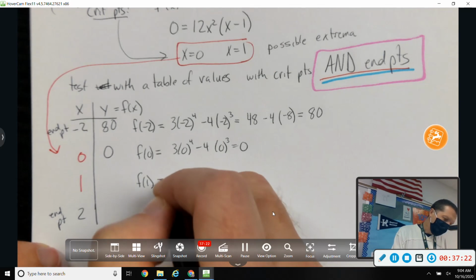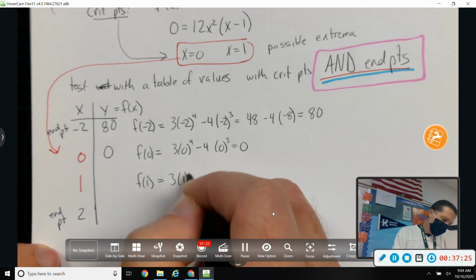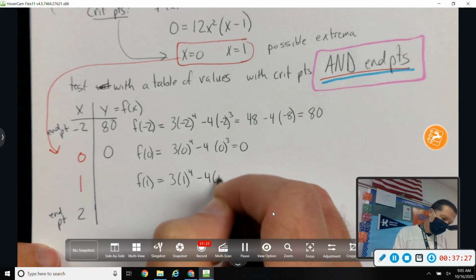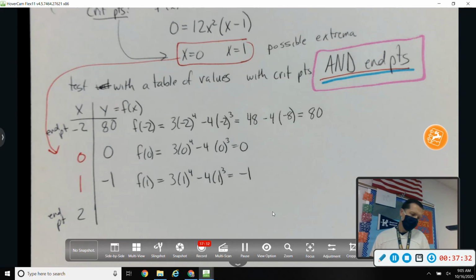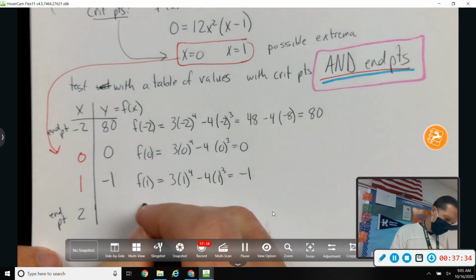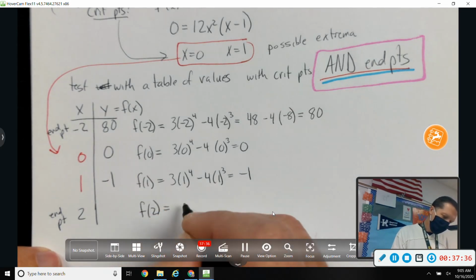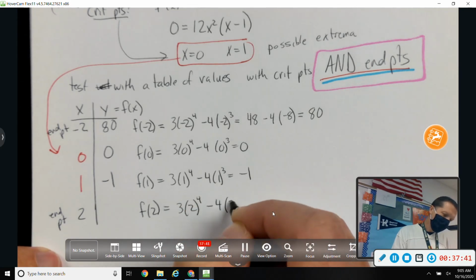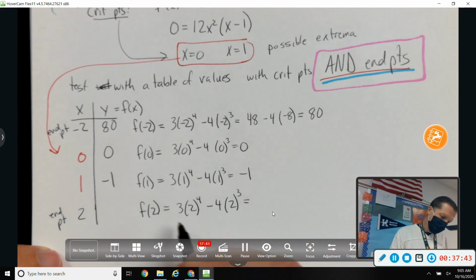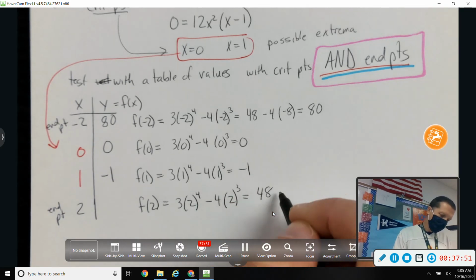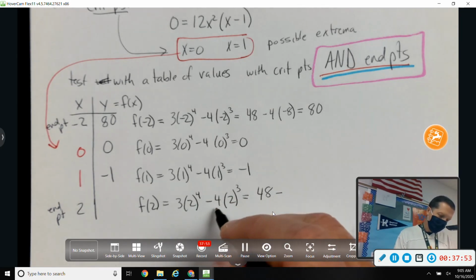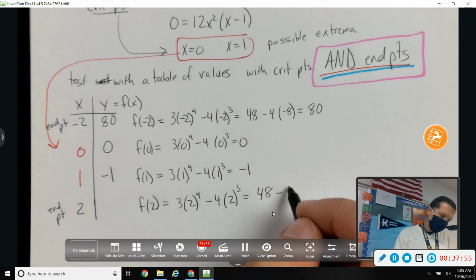F of 1, 3 times 1 to the 4th minus 4 times 1 cubed. It's -1. And f of 2. 3 times 2 to the 4th minus 4 times 2 cubed. Yep. So 3 times 16 is 48. Minus 8 times 4 is 32. 16.